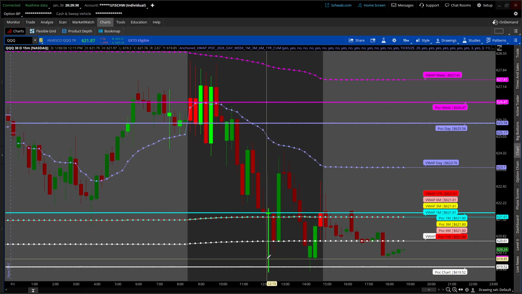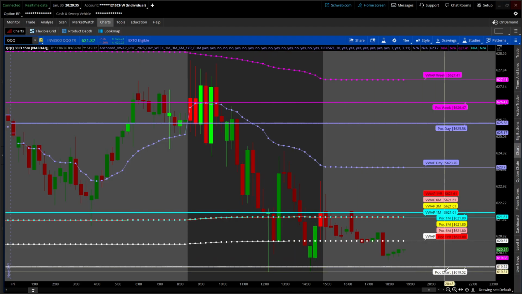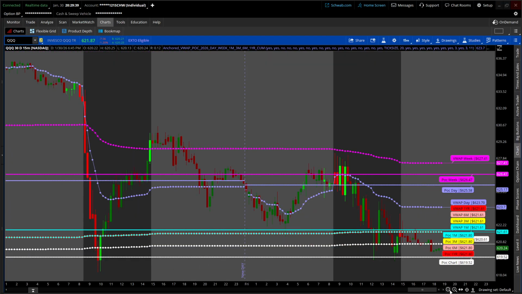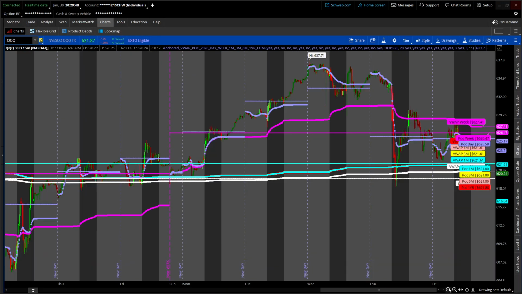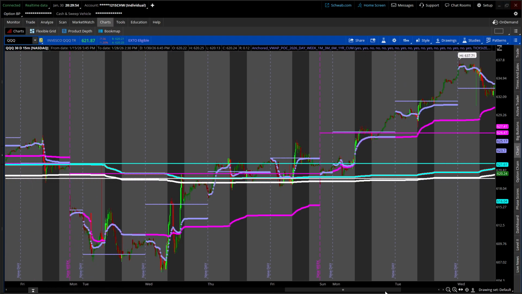And it really came back to our point of control, chart point of control here, and our chart VWAP here. And you can see it act as support, and support back here as well when it fell out the bottom as well Thursday. And you can see as we scroll back where it actually acted as support as well.